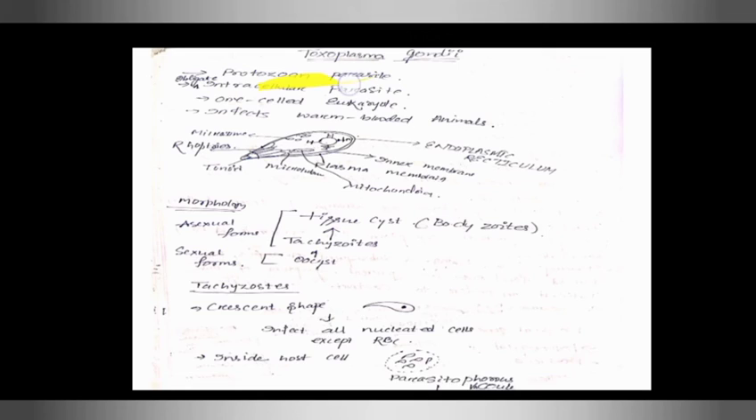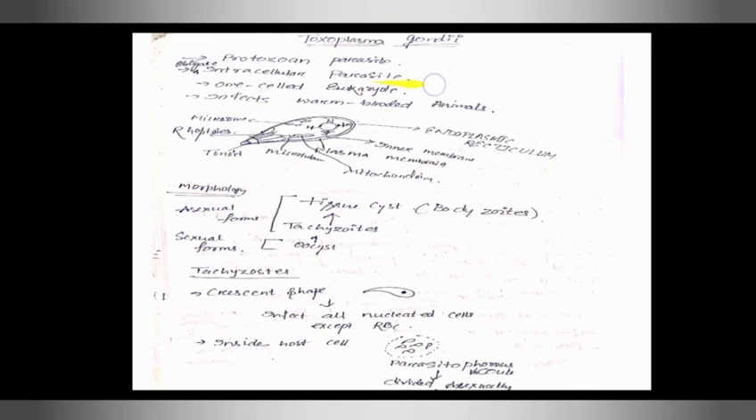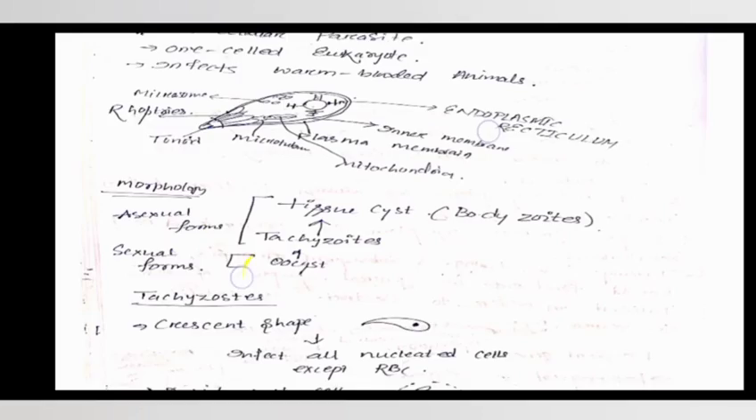You can see Toxoplasma gondii is a protozoan parasite, and it is present inside the cell, so it is an intracellular parasite. Mainly, Toxoplasma gondii is a protozoan, which we discussed. It is a one-celled eukaryote that infects warm-blooded animals. Mainly warm-blooded animals are infected.